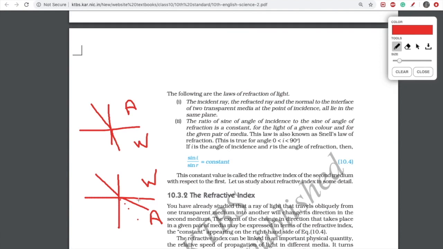Now, when it is traveling from air to water, the angle of incidence is towards the air and the angle of refraction is towards the water. So sin i by sin r is constant, and this constant value is called the refractive index of the second medium with respect to the first. Second medium means where it is getting refracted, so the refractive index of water with respect to air is sin i by sin r in this case. But when it travels from water to air, incidence is happening in water and refraction is happening in air. Whatever constant value we get is called the refractive index of air with respect to water, because air is the second medium, where the light is getting refracted.